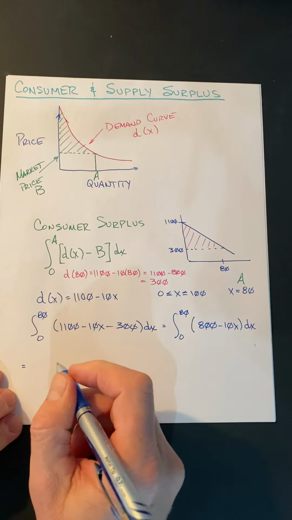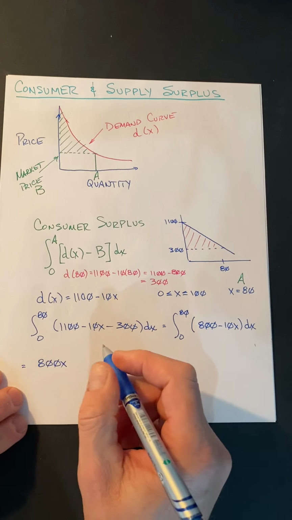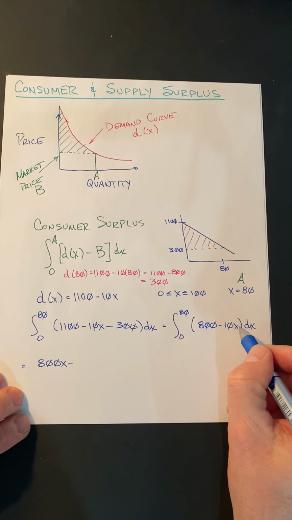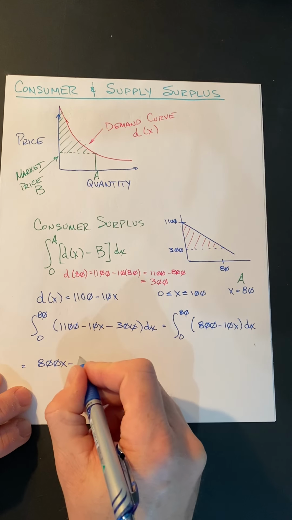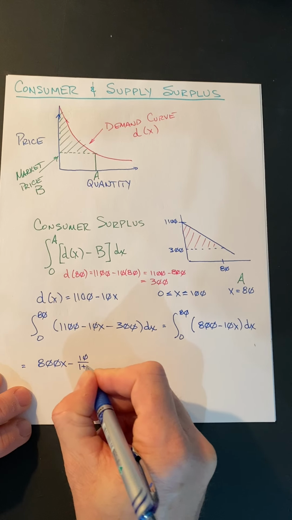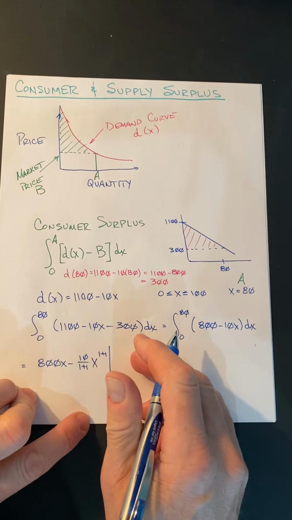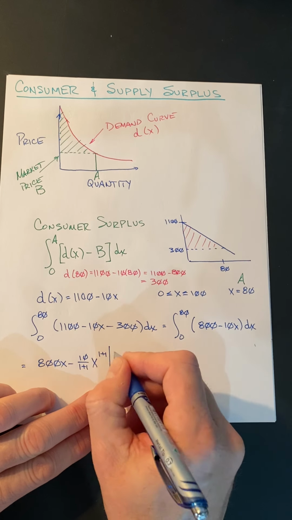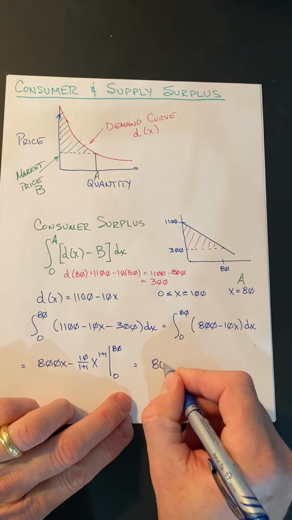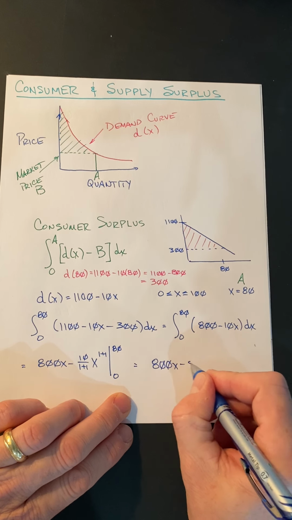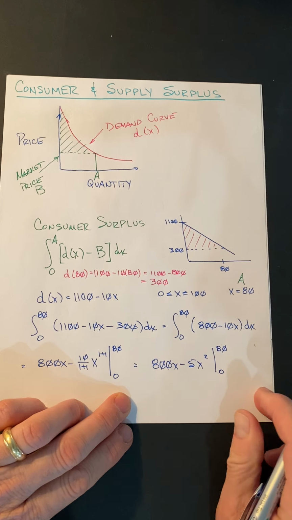So when I integrate that, I'm going to get 800x minus, now here my n is 1, right? So 10 over 1 plus 1 times x to the 1 plus 1, all from 0 to 80. Okay, so let's simplify that. So I have 800x minus 5x squared from 0 to 80, okay?